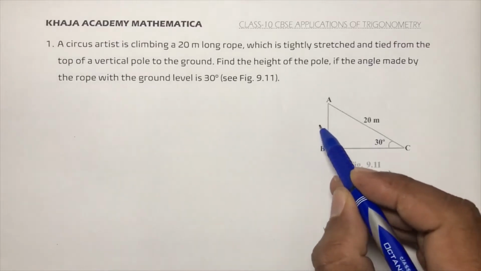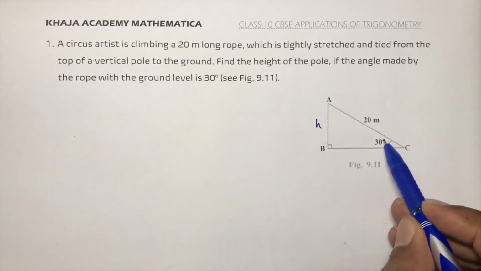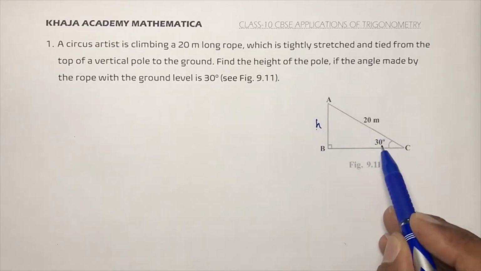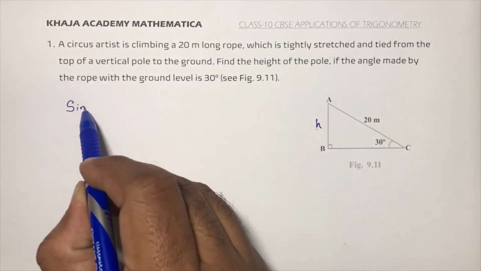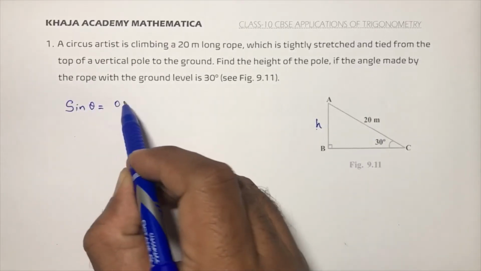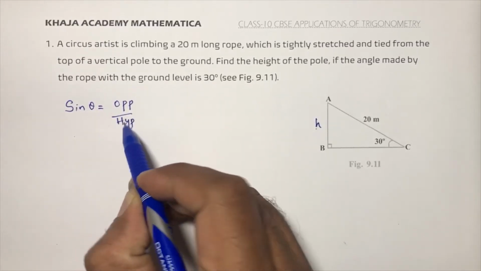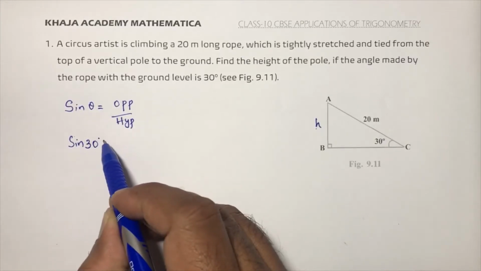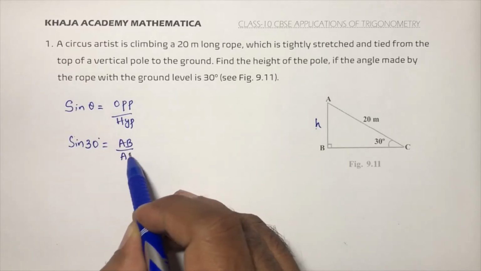So here I need to find AB. I'll consider it as H. So see here we have theta, opposite and hypotenuse. So I'll use the ratio sine theta. Sine theta is opposite by hypotenuse. So here sine theta is 30 degrees, opposite is AB, hypotenuse is AC.